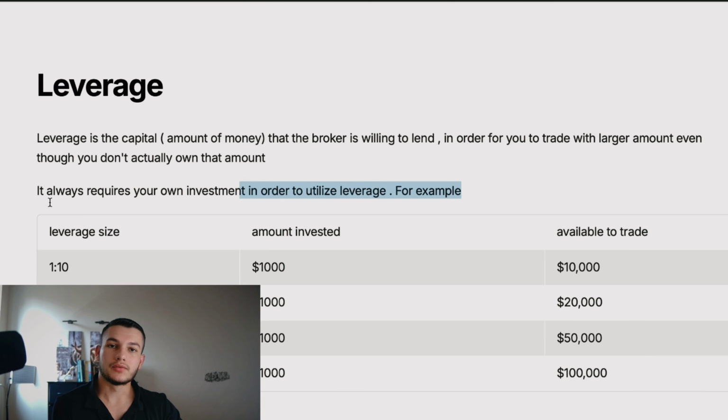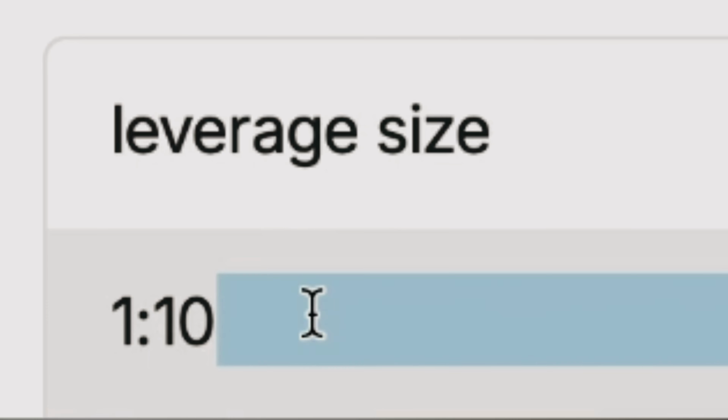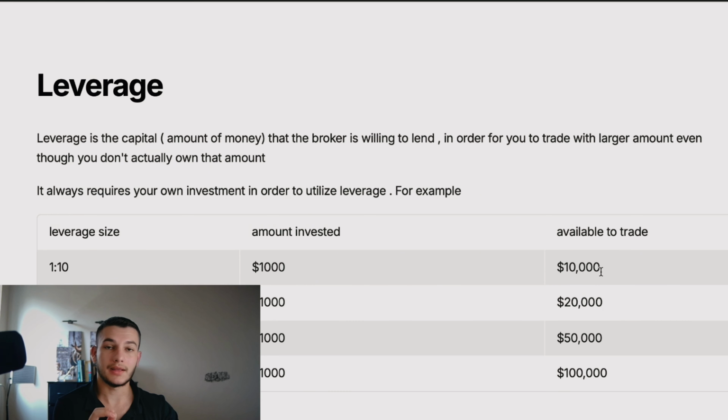So, let's suppose you want to start investing with $1,000 and the broker gives you leverage. The most common leverage sizes are 1:10, 1:20, 1:50, and 1:100. So let's say you started to invest $1,000. With 1:10 leverage, you get $10,000 worth of money to play with. With 1:20, let's suppose you invest $1,000 again, you get $20,000 worth to play with. And with a $1,000 investment at 1:50, you have $50,000 worth of money to play with.